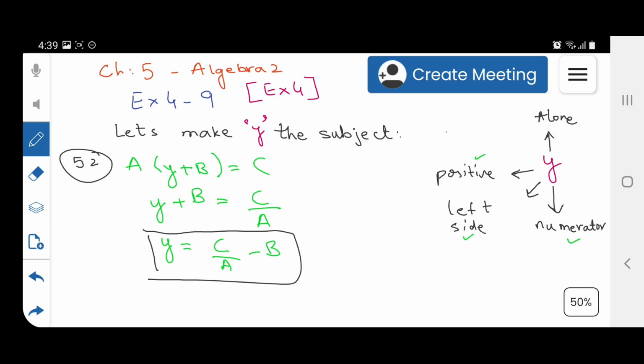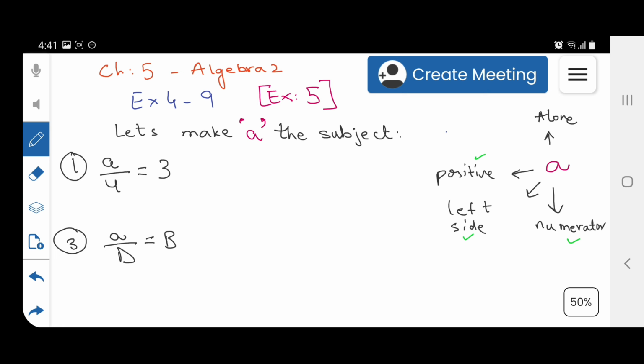Also, sometimes if you want to simplify the answer, you can take the LCM. Maybe in some books you find answers in the form of LCM. If we take a as the LCM, we should multiply by a here, because in the numerator there is nothing. So multiplying by a on both numerator and denominator is a must. So we can say c minus ab, over a. Maybe you get this as the answer, otherwise this answer is also perfect. c over a minus b is also correct.